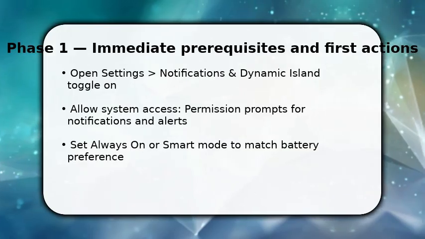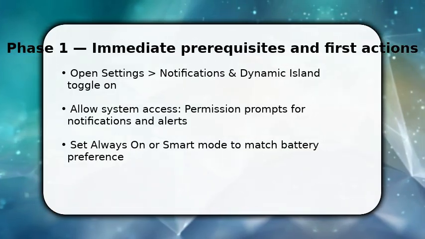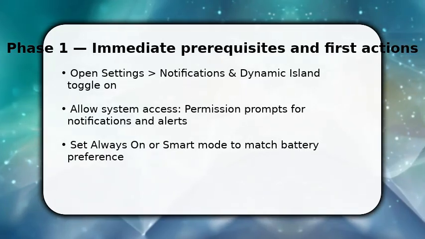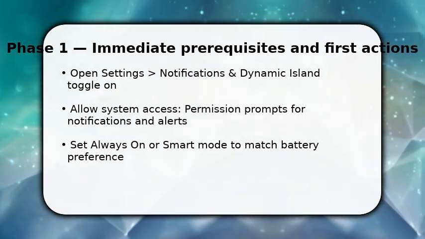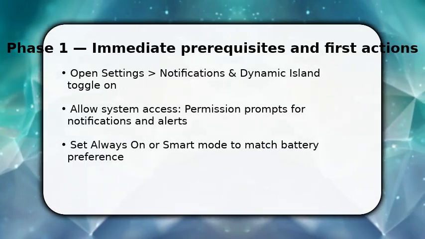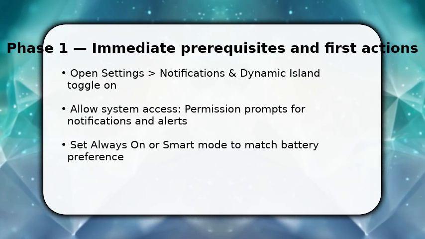Once done, choose Always On for constant feedback or Smart Mode to save battery. This balances visibility versus power. Make sure Do Not Disturb exceptions are set, otherwise urgent alerts won't peek through. Now you're ready to use the visual area for interactions.